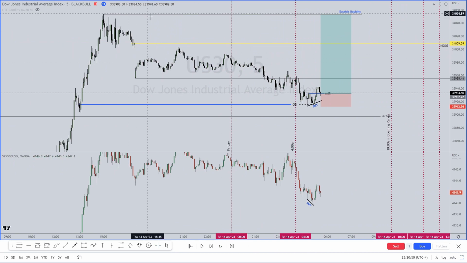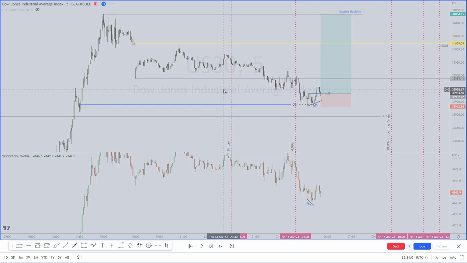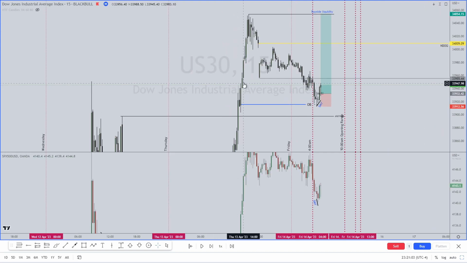So this consolidation through, this is from midnight. We see price driving lower. We want to see it drop into a 15-minute array, which is inside of this breaker. Excuse me, this order block.